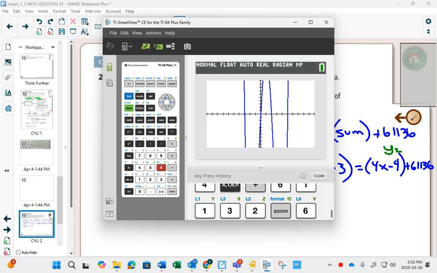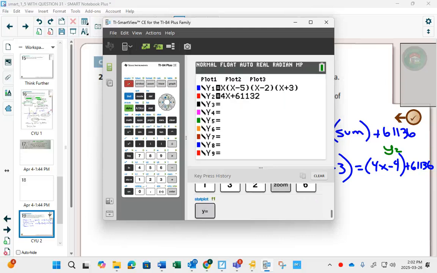I see this. I see a blue graph. That's the blue one. Where is my red graph? Nowhere to be seen. I have to find out where these two intersect, but I don't see my red graph. Do I recognize my red graph as something I know? It's a line, y equals mx plus b. Do you see that your b value is 61,132? And you have a positive slope?